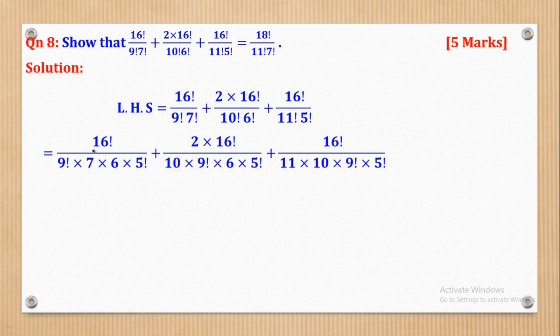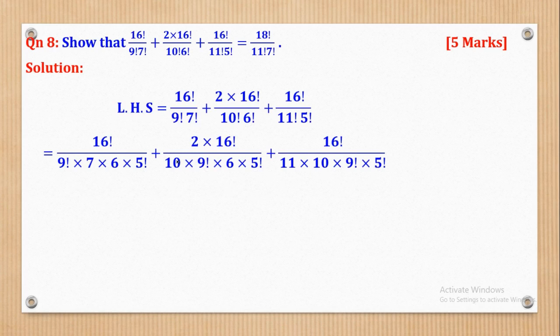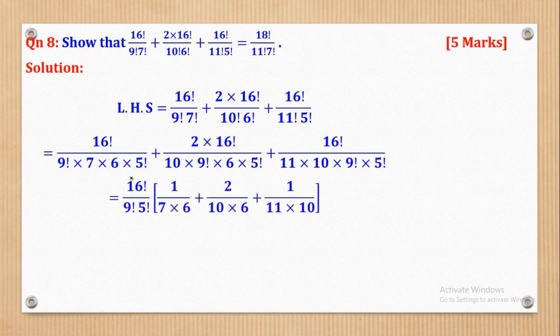Now after that, you realize that 9 factorial, 9 factorial, 9 factorial, and also 5 factorial, 5 factorial, 5 factorial, and also 16 factorial, 16 factorial, 16 factorial. So that means that those 3 factorials can be pulled out, factored out. When they are factored out, for the first part, these are out, so you remain with 1 over 7 times 16. For this part, this is out, this is out, this is out, so you remain with 2 over 10 times 6. This part, this is out, this is out, this is out, so you remain with 1 over 11 times 10.